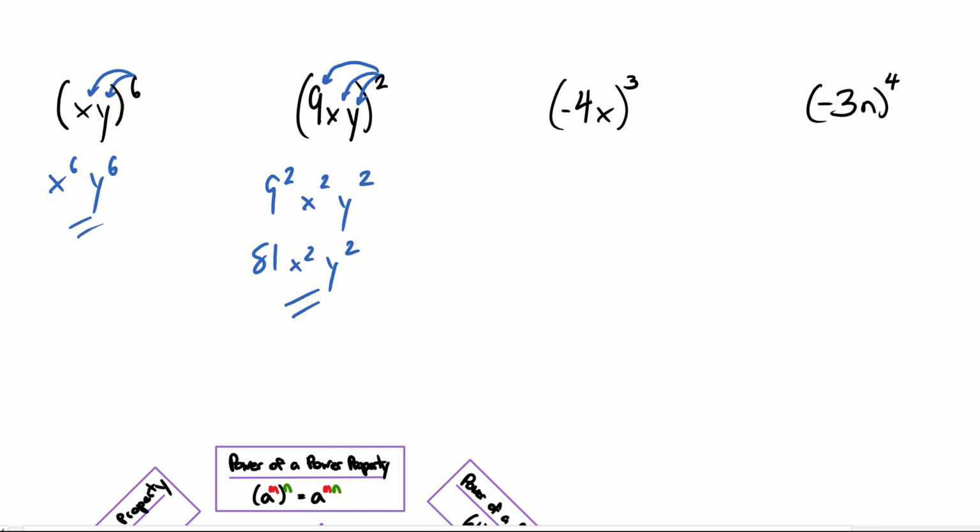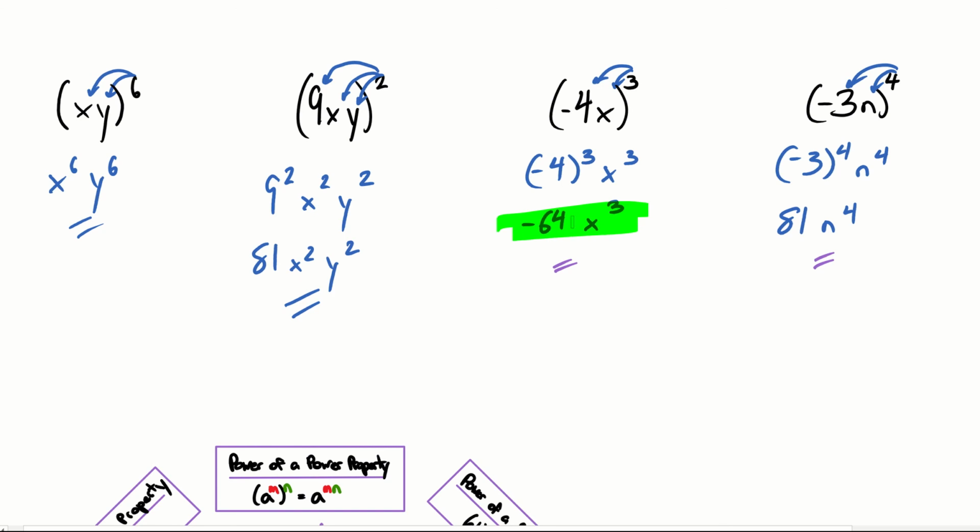See, I squared 9xy, which makes sense, because isn't that like saying 9xy times 9xy? Well, 9 times 9 is 81, x times x is x squared, and y times y is y squared. Yeah, that's really what we're doing. The next two I want you to try. Pause the video now, try them on your own. When you're ready, unpause it, the answers will be revealed.